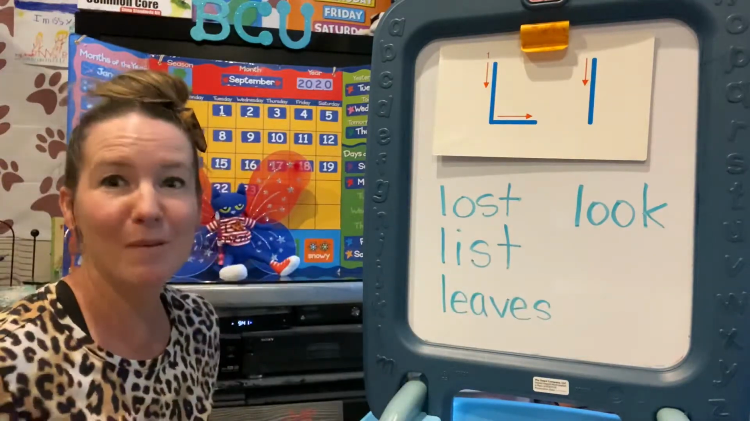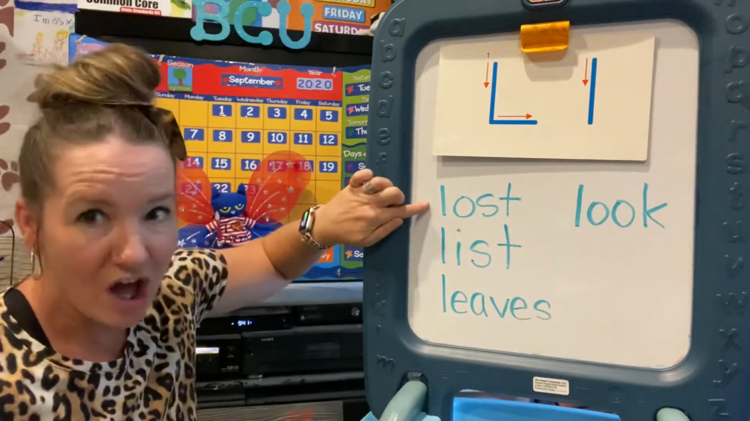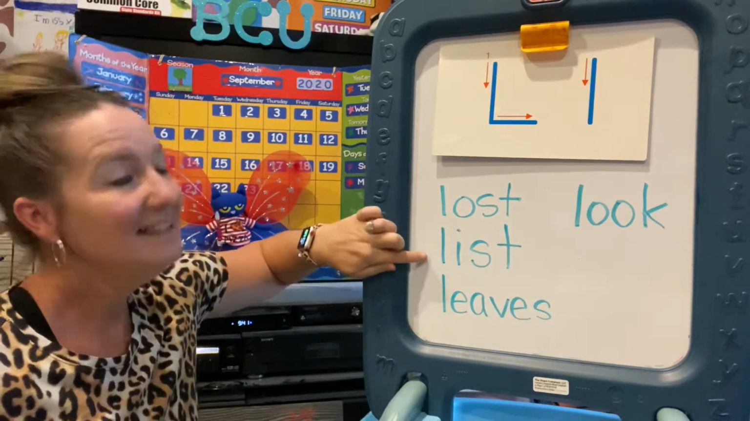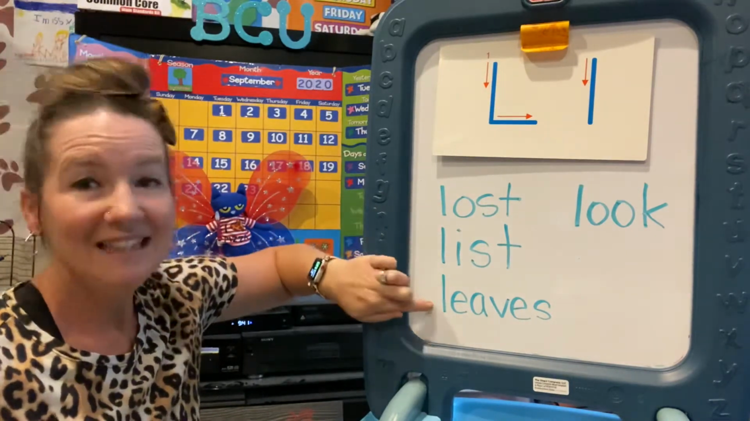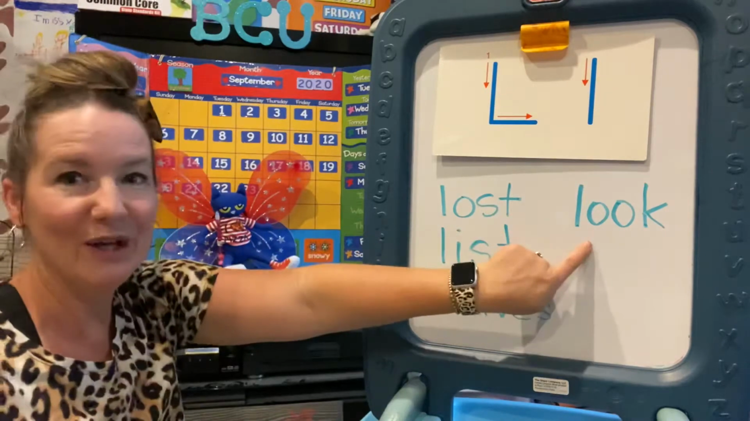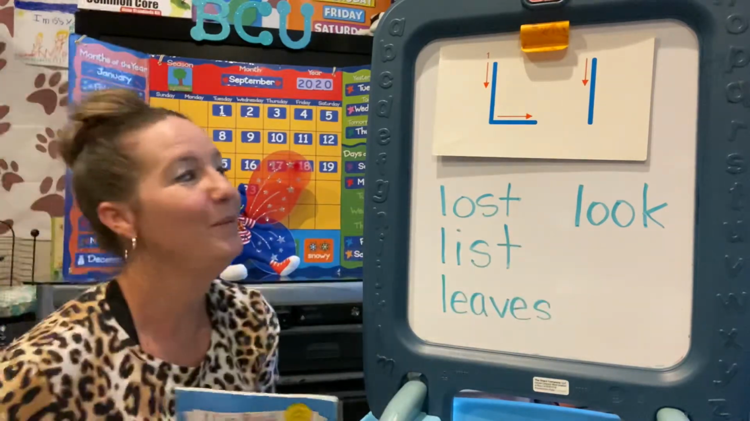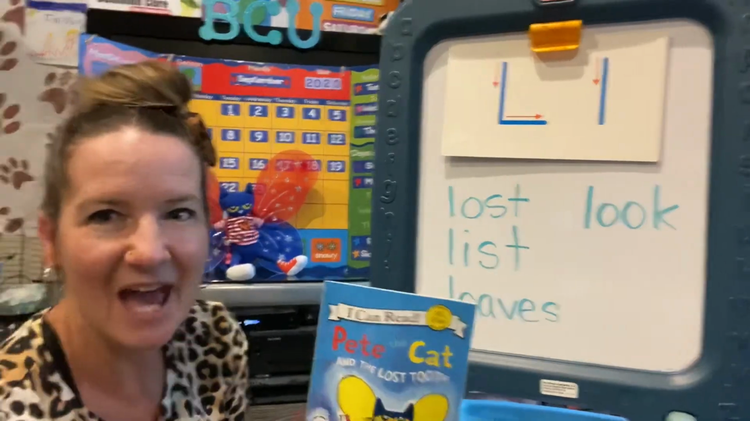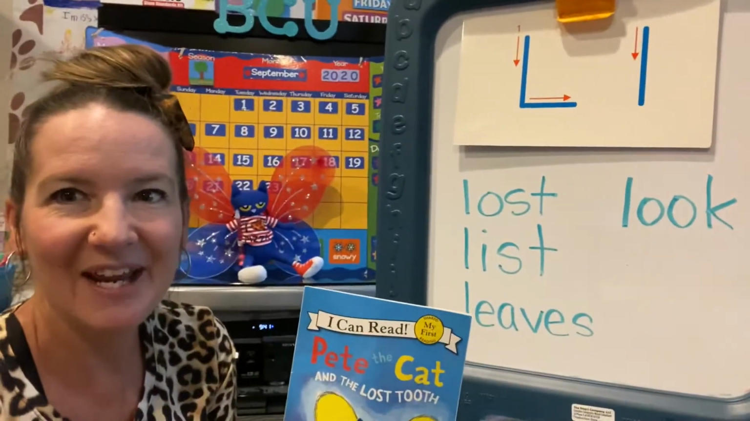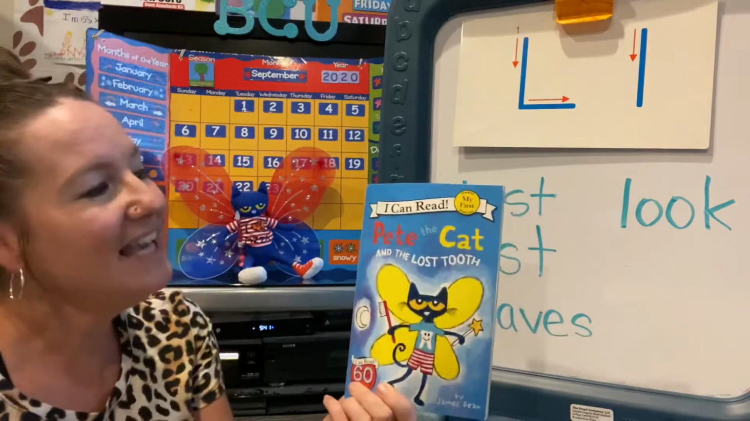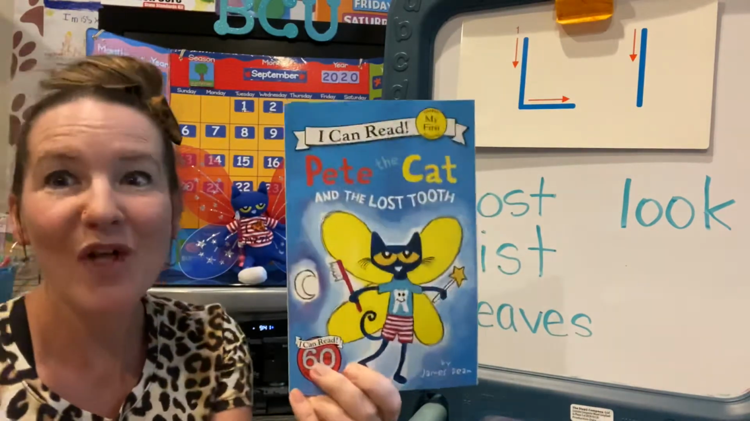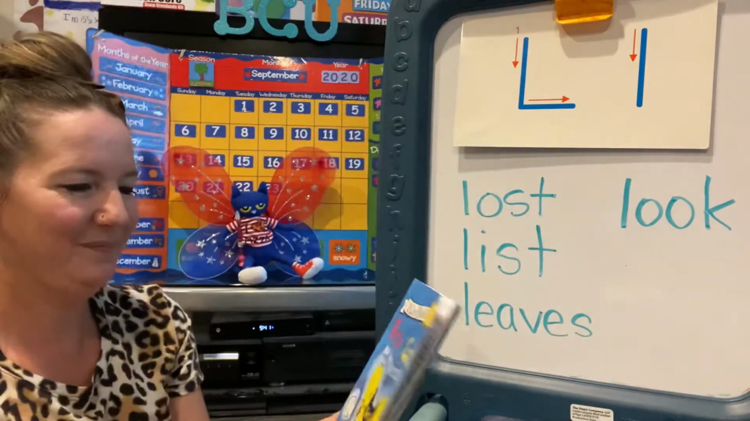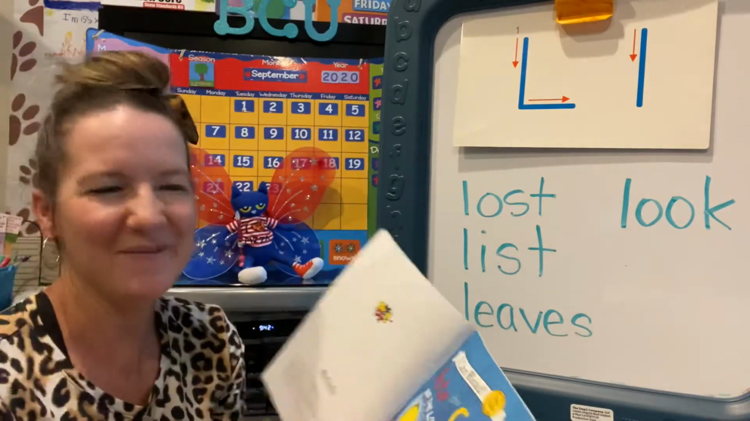Look. Let's say one more time all together. Lost, list, leaves, look. Good. So we are going to look for those 4 vocabulary words in our story. Here we go. So you can see everything. I can read Pete the Cat and the Lost Tooth. I know, I love Pete the Cat too.